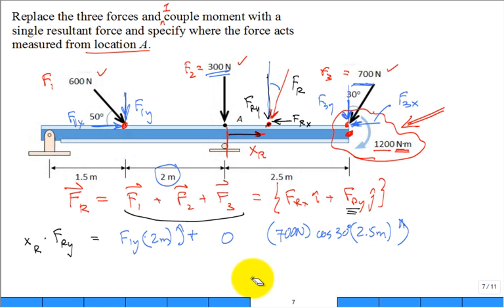Hence, I need to have a negative sign. It wants to rotate not counterclockwise, but clockwise. And then we add our couple moment of 1200 newton meters. I look at the way it wants to rotate. I make it consistent with my equation. So I'm going to end up putting a negative sign right there. Make sense?